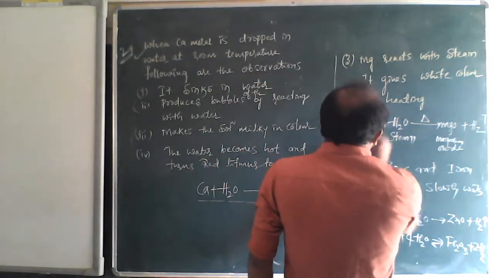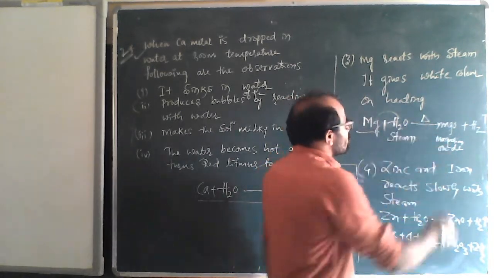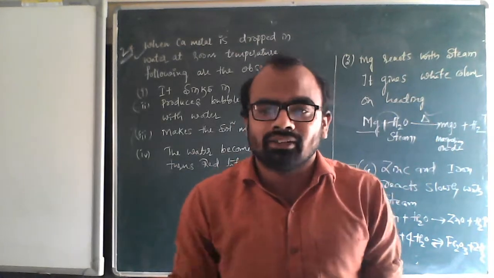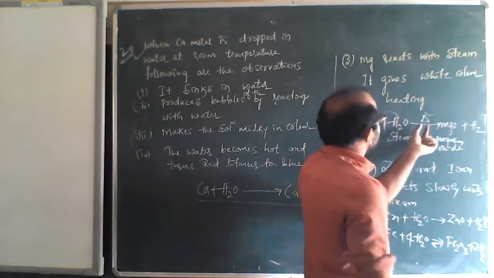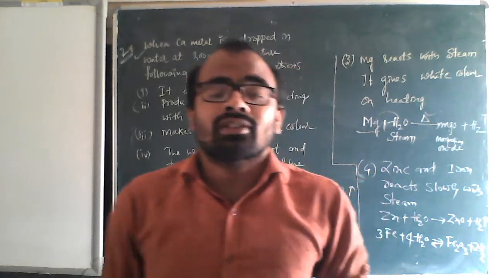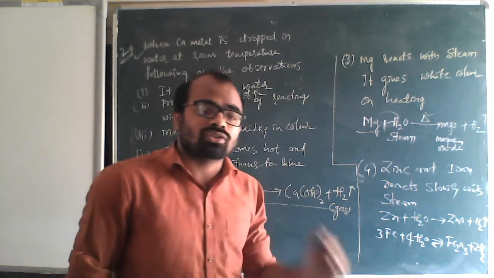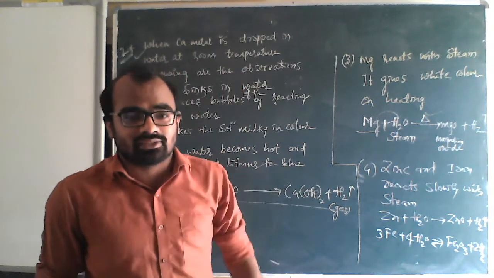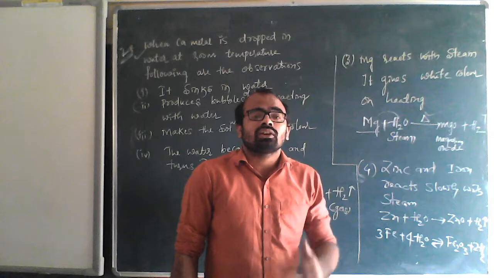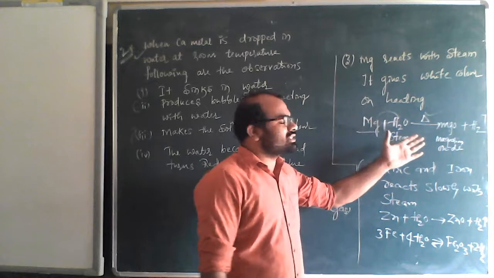Magnesium reacts with water on heating. This is important. This is called delta, and delta is nothing but heat. When you heat it a little bit, it produces magnesium oxide along with hydrogen gas. I hope you are understanding. This magnesium oxide is basic in nature.